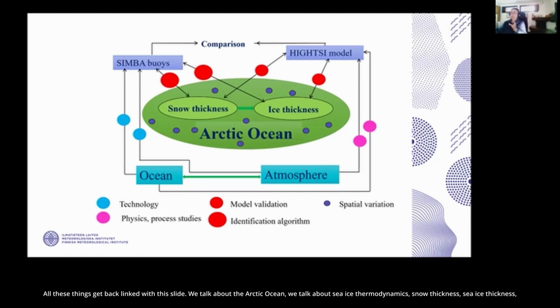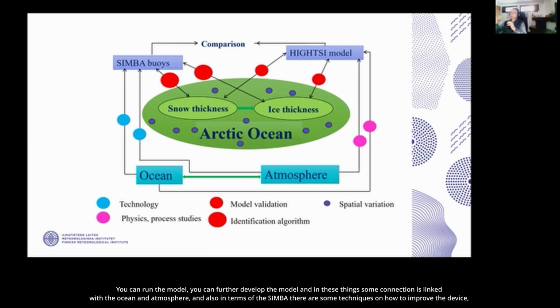All these things link back to this slide. Again, we talk about the Arctic Ocean. We talk about sea ice thermodynamics. So snow thickness and ice thickness are literally the things you would like to know. And you can do it by observations, for instance, and you can do it by modeling, with a model such as HIGHTSI. You can run the model, you can further develop the model. And in these things, there is some connection linked with the ocean and atmosphere.